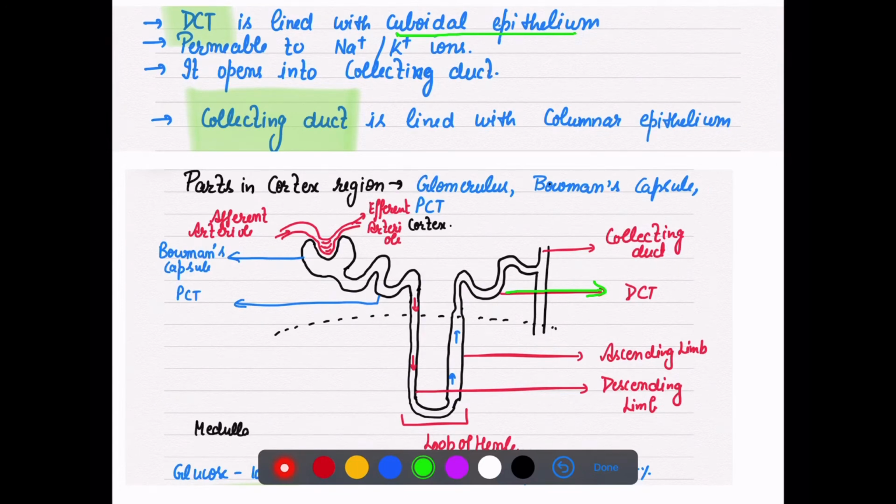It is permeable to sodium and potassium ions, and finally opens into the collecting duct, and the collecting duct is lined with columnar epithelium. So each and every epithelium has its particular functional value. That is why they are present in these particular tubular portions.